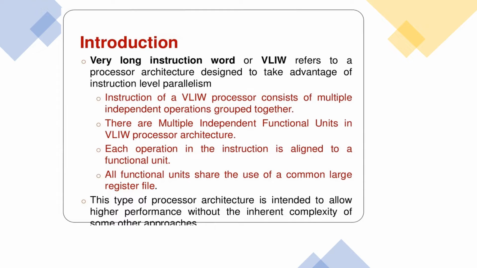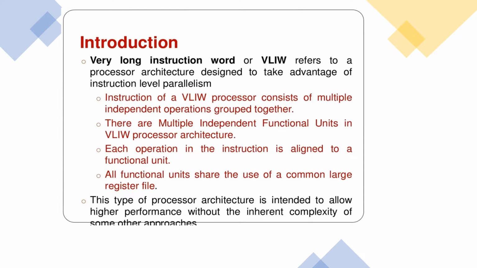So first I would like to give an introduction on it. VLIW refers to a processor architecture designed to take advantage of instruction level parallelism, which consists of multiple independent operations grouped together. There are multiple independent functional units in VLIW processor architecture, and each operation in the instruction is aligned to a functional unit, and all functional units share the use of a common large register file. The main thing is this type of processor architecture is intended to allow higher performance without the inherent complexity of some other approaches.